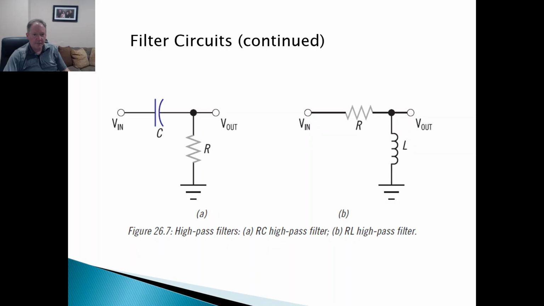So here's an RC high pass. Remember, the low pass was R first and then C. Even though they call it an RC high pass, just think that in a high pass, the capacitor comes first and then the resistor. And then the opposite is here: instead of an LR for low pass, it's RL for the high pass.